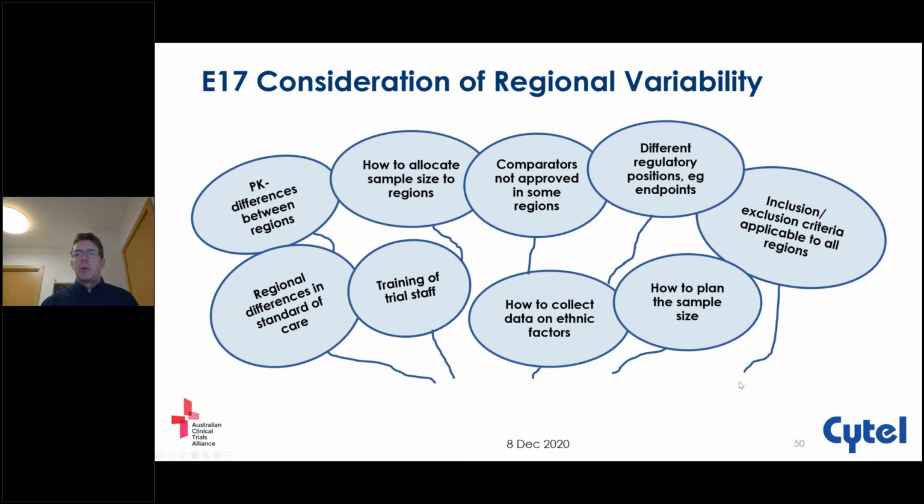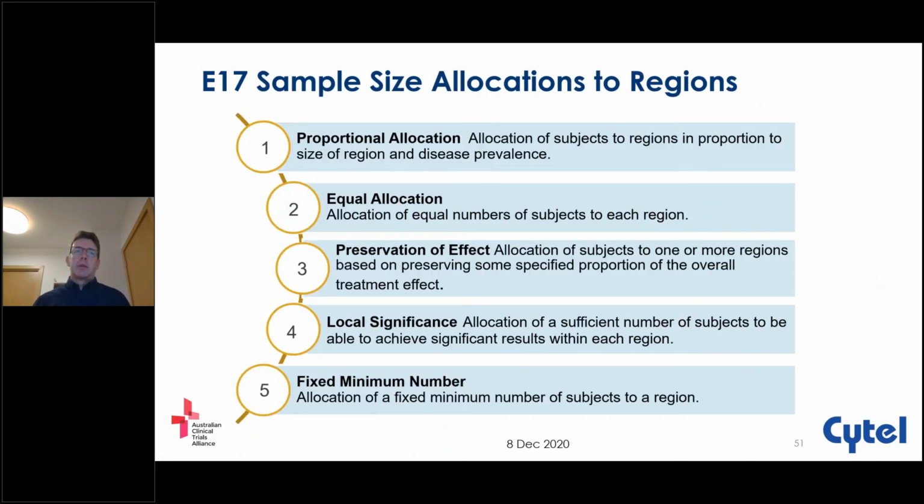There's a really good section on how to allocate sample size to the different regions. And it does talk about 5 different approaches that you might take to allocating sample size to the regions. Here they go. So there's proportional allocation, so allocating patients to regions according to the proportion of the size of the region and the disease prevalence. You could go for equal estimation in each of the regions, in which case you might want to allocate equal numbers of patients to each region. Or in each region, you might want to have enough patients to demonstrate you've preserved a certain amount of the effect of the overall treatment.